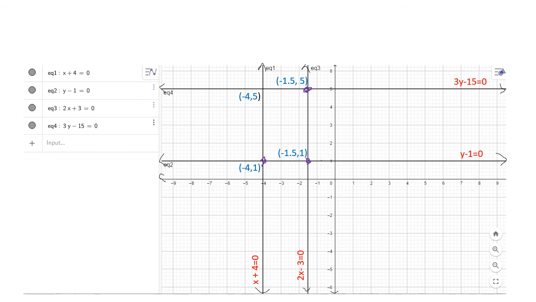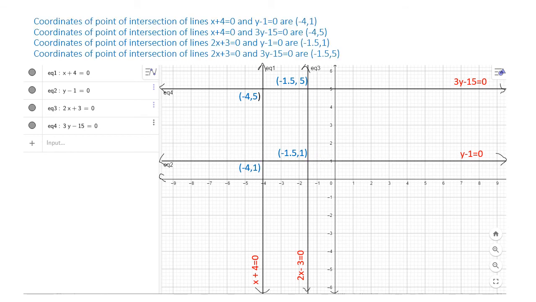But we are supposed to write them down in sentences. So we write down the coordinates of the point of intersection of x plus 4. So how do I write this? See, where is x plus 4? So x plus 4 is here and y minus 1 is here. So these two lines are intersecting at this point. So we write down: the coordinates of the point of intersection of lines x plus 4 and y minus 1 are -4 comma 1.